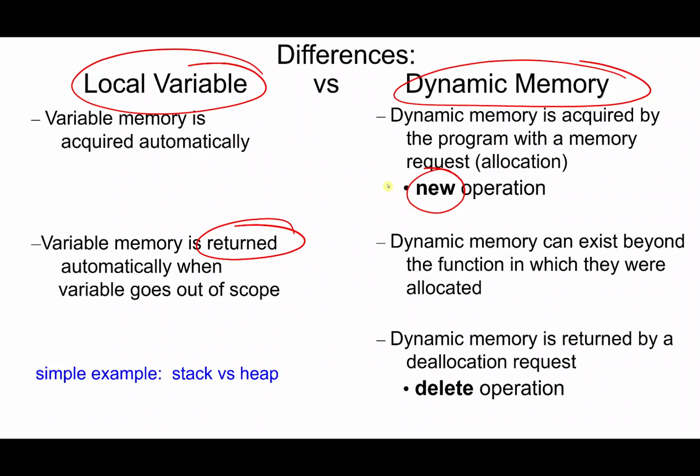And if the pointer that is storing the address of that memory location in the heap goes beyond the scope, it's still allocated. It's not returned. To return it, you have to use the delete operation or the delete keyword. This is what we call a deallocation request. So asking for the memory is called allocation, and returning the memory is called deallocation.